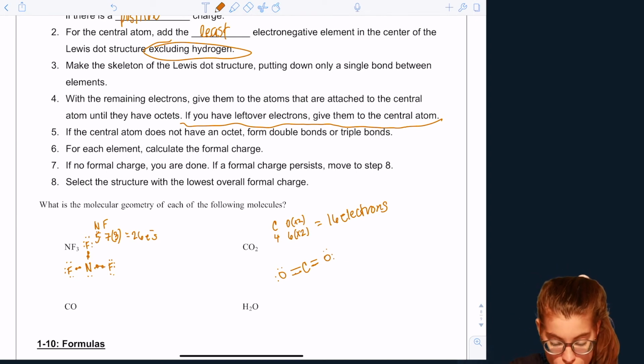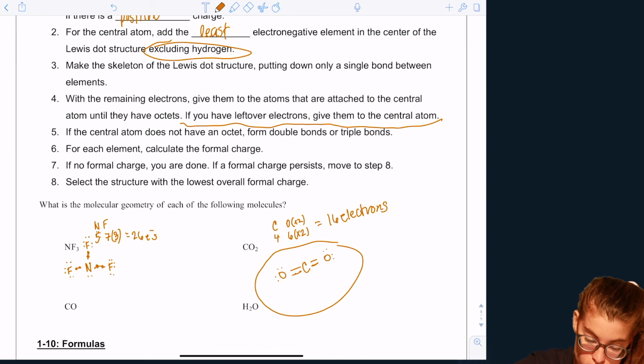Now we can calculate the formal charge for each atom here. Both of those oxygens have a 0 formal charge and the carbon has a 0 formal charge. So this is a good Lewis dot structure.